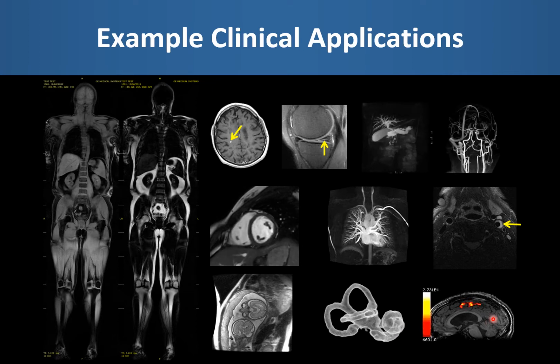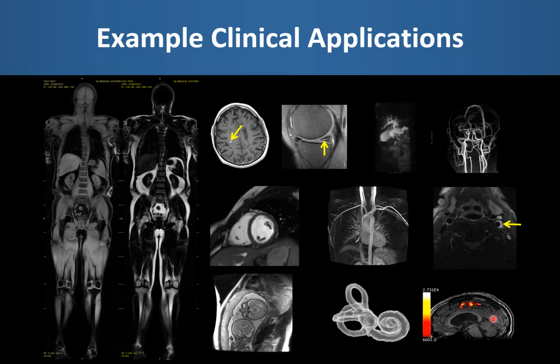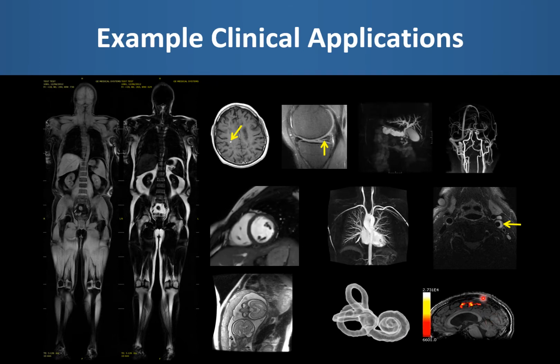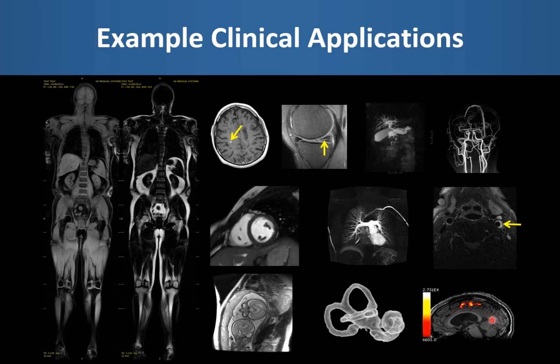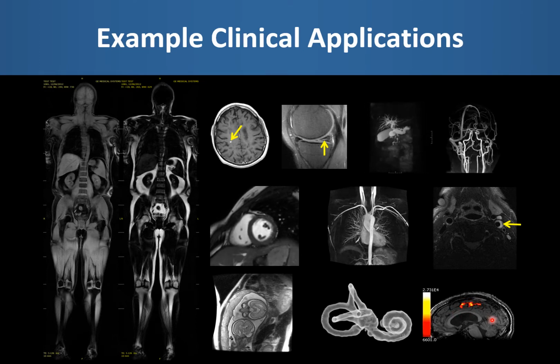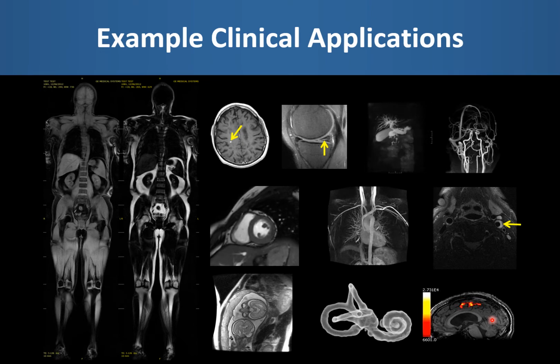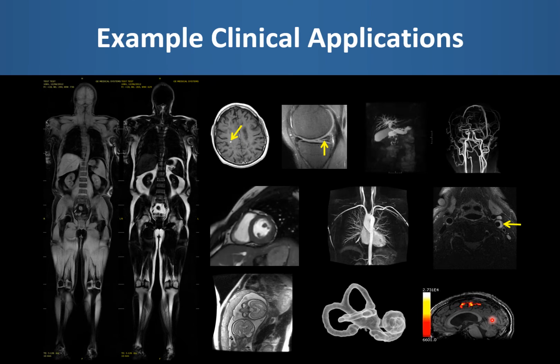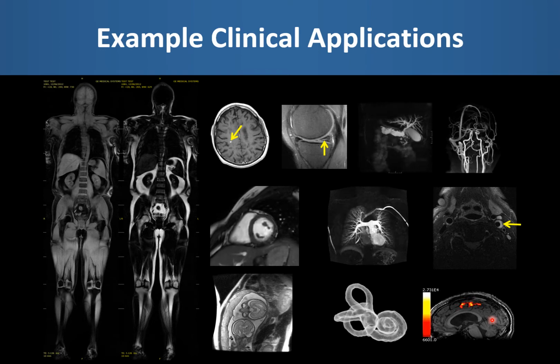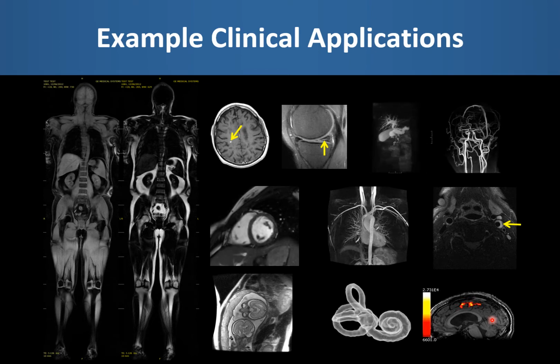And then finally, this is an example of functional magnetic resonance imaging, where the color overlay on the image there represents the change in blood flow that is associated with the subject actually tapping their fingers, actually activating their motor cortex.